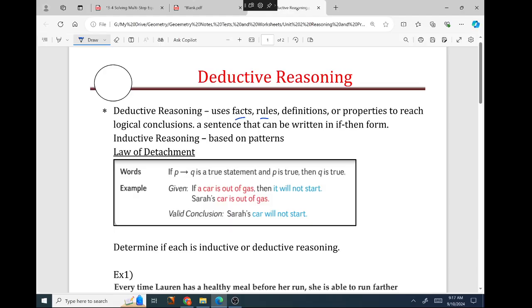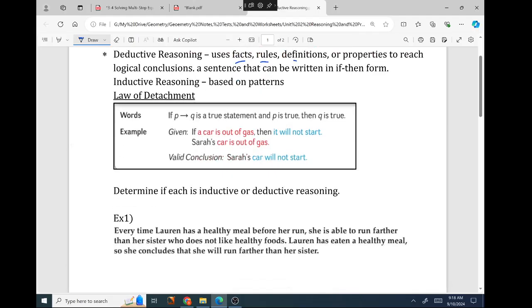So deductive reasoning is different. It's based on facts and rules, definitions, and properties. One thing I wish I had known when I first started doing this is that if it starts with an if-then, that's a rule, yes? Remember I said if you hear an if-then, the if-then is considered a rule. So when you read something and you hear an if-then, that is a rule. You're guaranteed that it's deductive reasoning.